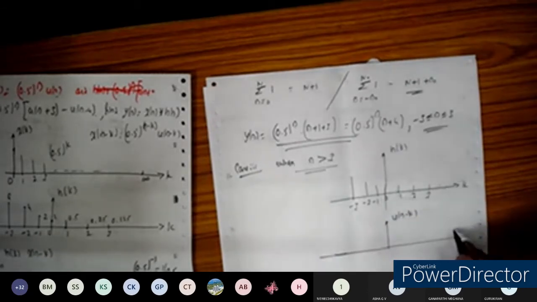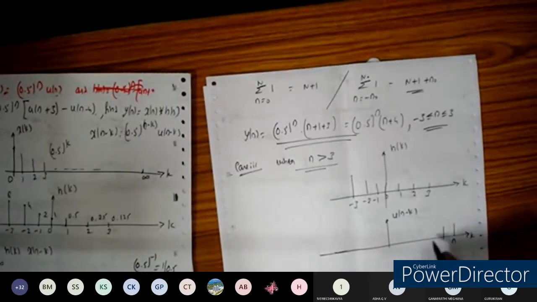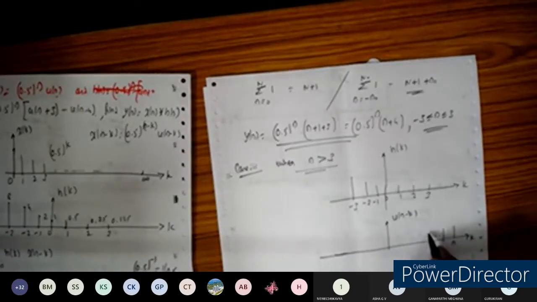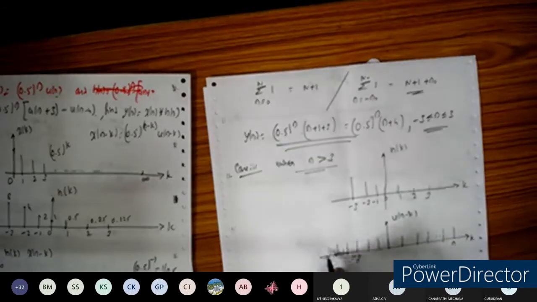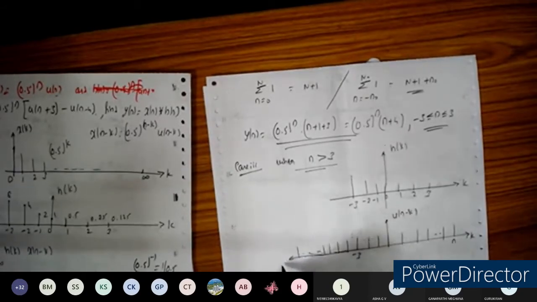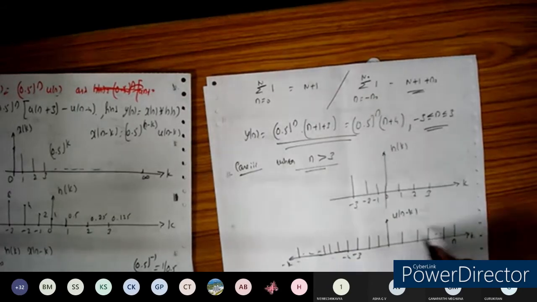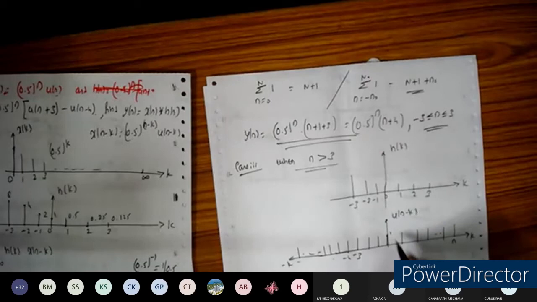So I'm going to take n greater than 3. So somewhere here 3 will come, then 2, 1, 0, -1, -2, -3, up to infinity it will be there, because this is an infinite duration sequence. So minus k, so -4, and so on, it will be there here. So this is u of n minus k, having the value 1 here.